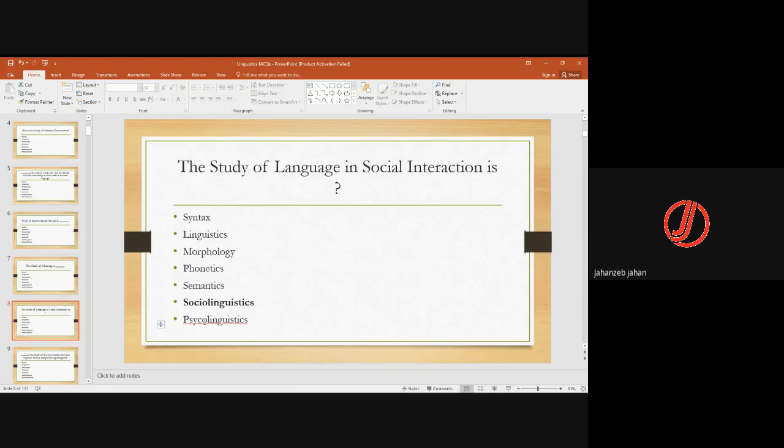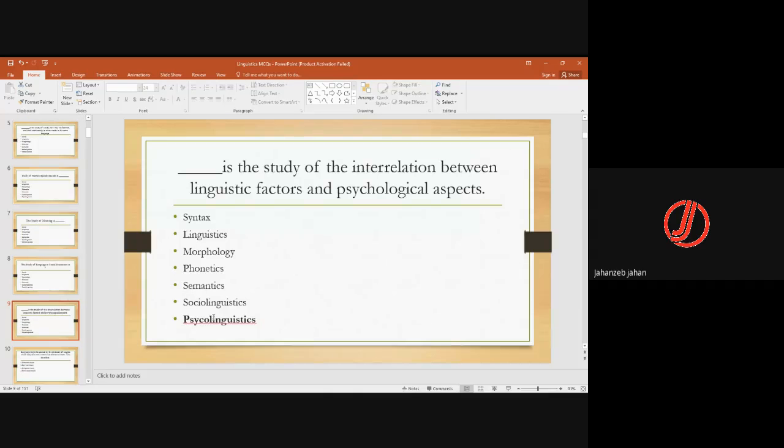The study of language in social interaction is sociolinguistics. That is about language and society. Dash is the study of interrelation between linguistic factors and psychological aspects.